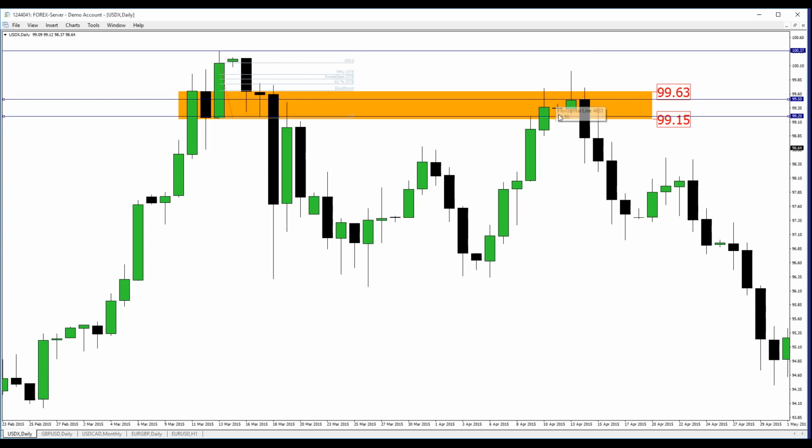Now I'm going to take a step back. I'm not going to spend a whole lot of time with this, but I just want you to look at this for a second, and you tell me if anything jumps off the chart based on what I just showed you. Cue the Jeopardy music. Clearly, the 99.50 level.